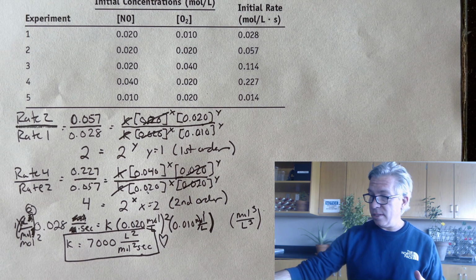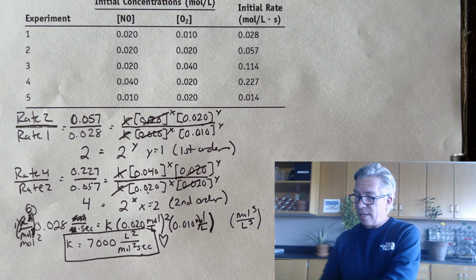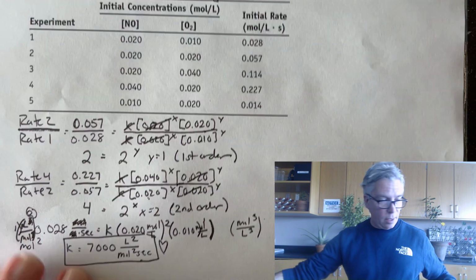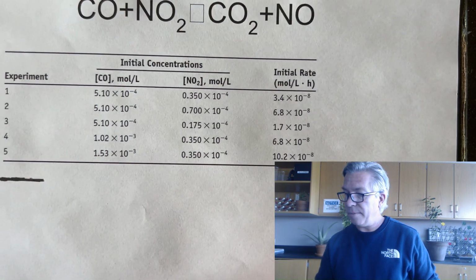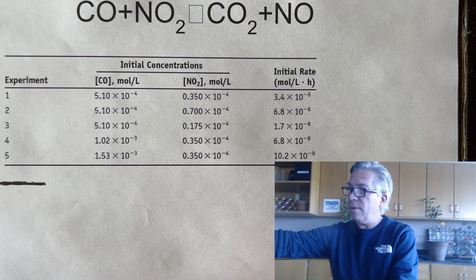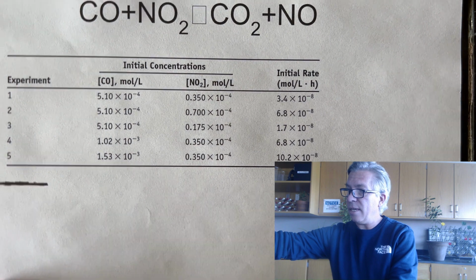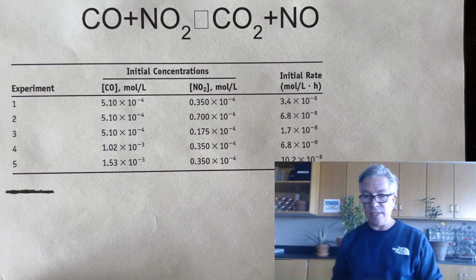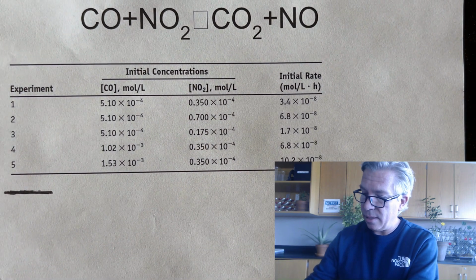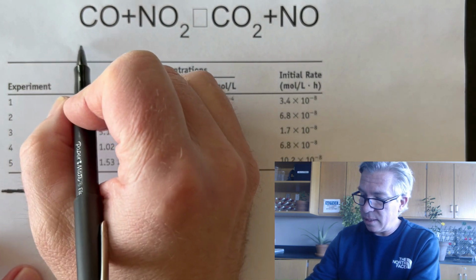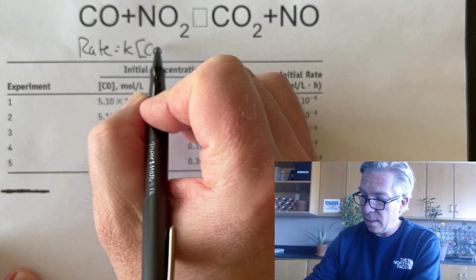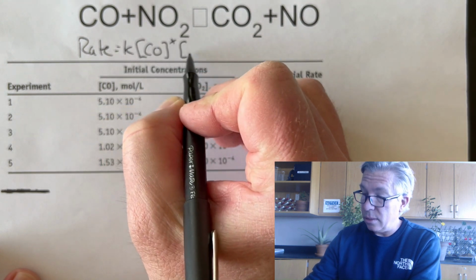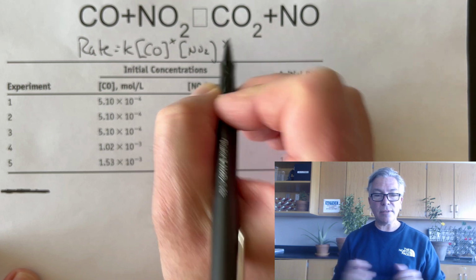Now, for our first pause-the-video moment, I have a second example. And I will set this out right here. If you feel so led, please take a moment and pause the video and see if you can find the appropriate rate law for this reaction. Rate equals a constant times CO to the something and NO2 to the something. Pause the video and see if you can do it.